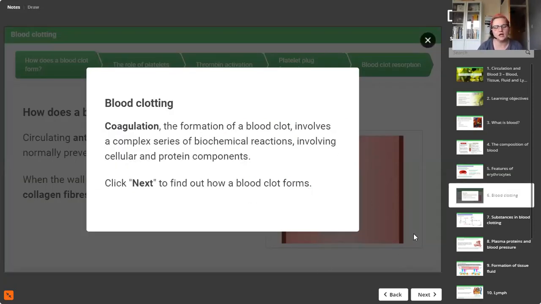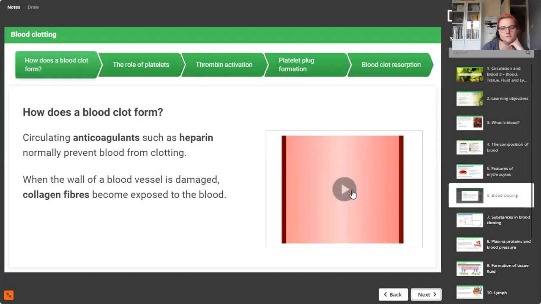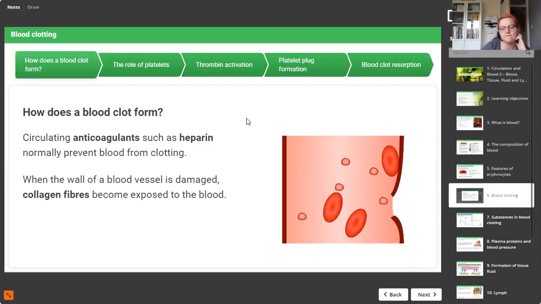So coagulation is when blood sits together and it forms a clot. So we're going to look at how that forms. So how does a blood clot form? In our body, we have circulating anticoagulants such as heparin, and these normally prevent our blood from clotting.